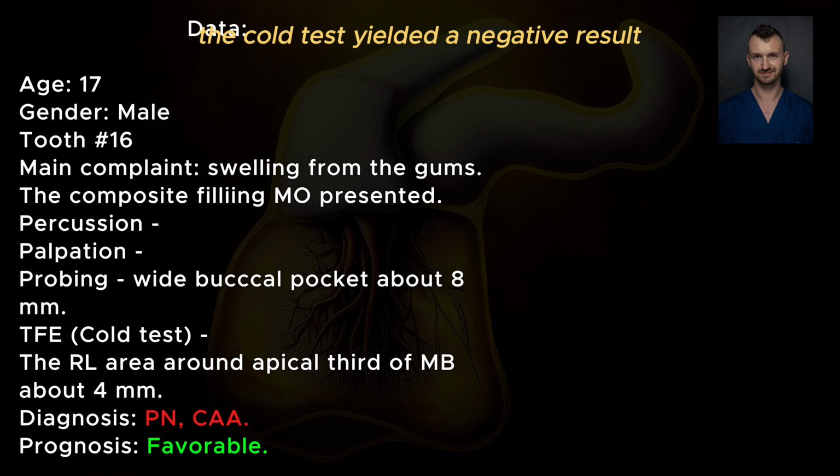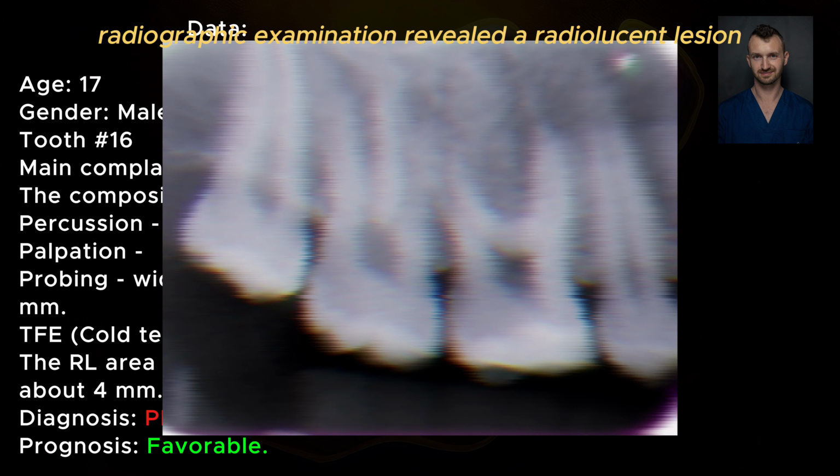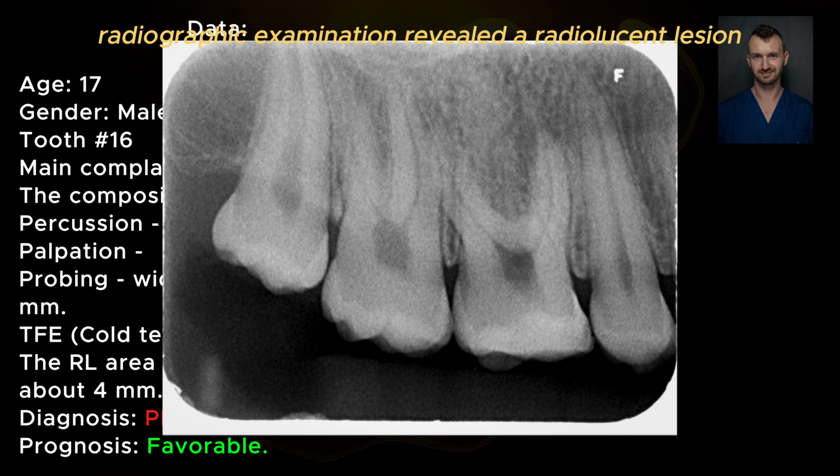The cold test yielded a negative result. Radiographic examination revealed a radiolucent lesion approximately 3 mm in the apical third of the mesiobuccal root. Based on these findings, the following diagnosis was made: pulp necrosis and chronic apical abscess.